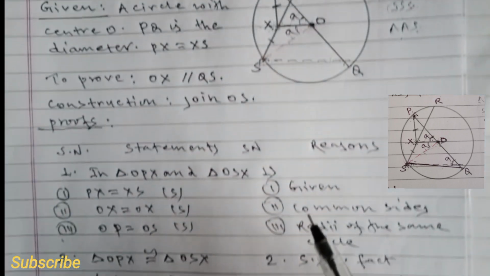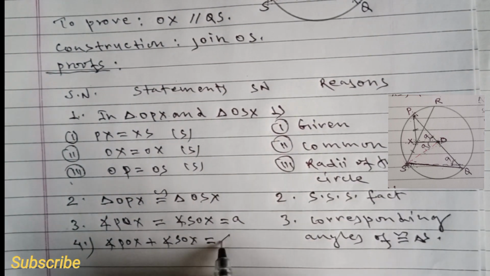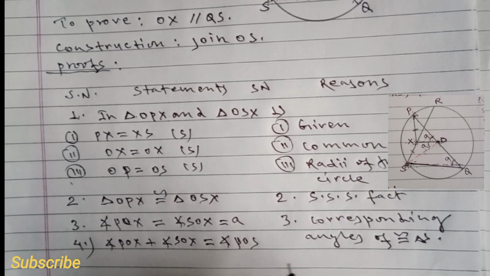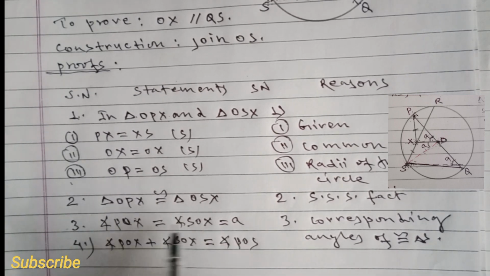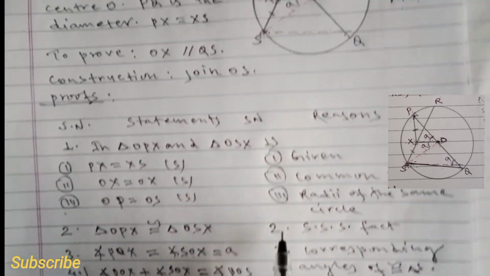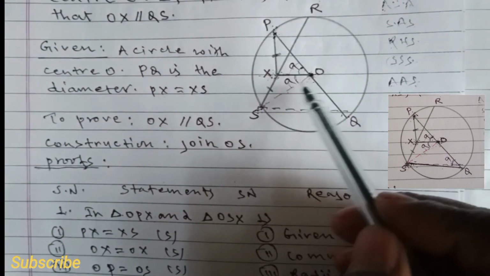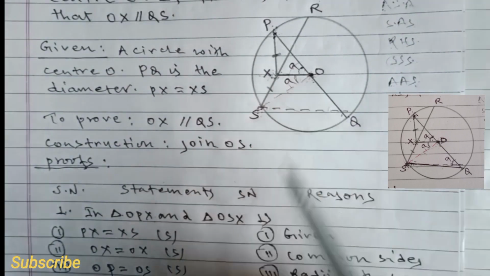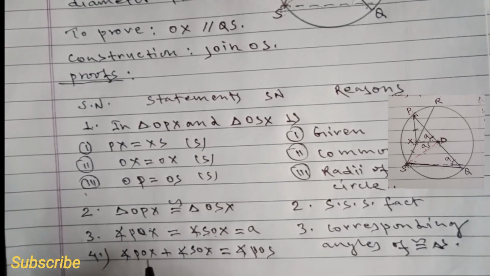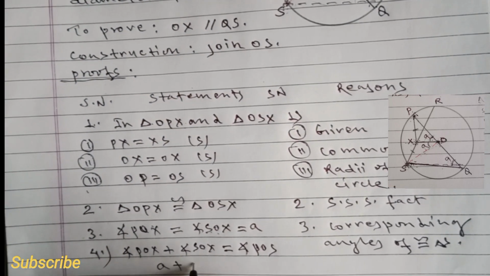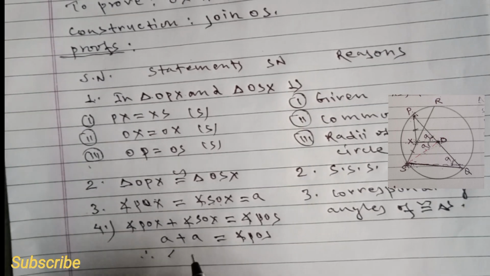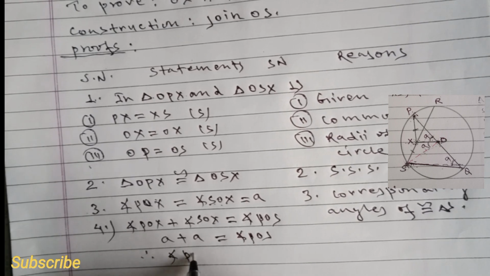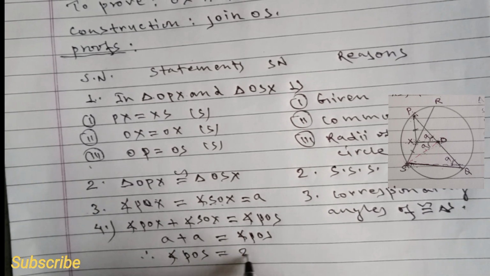By whole part axiom, we get angle POS. So dear students, angle POX and SOX we have supposed equal to A. So we can write A plus A is equal to angle POS. Therefore, angle POS is equal to 2A.